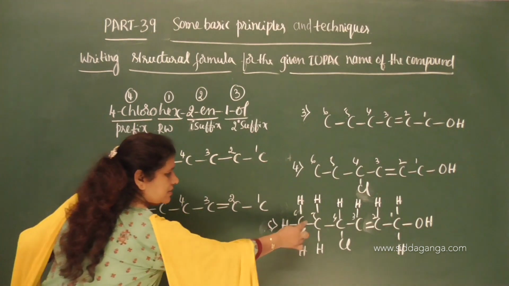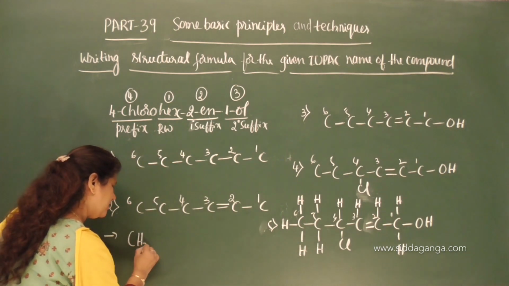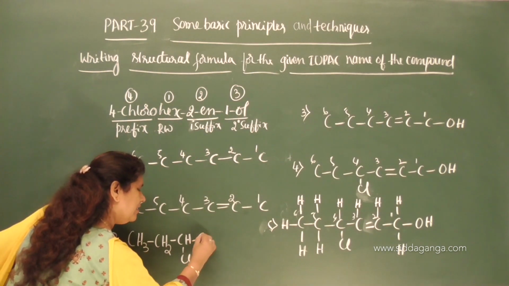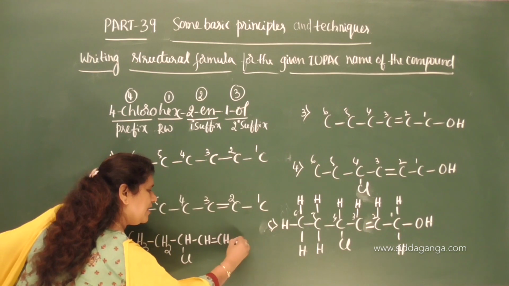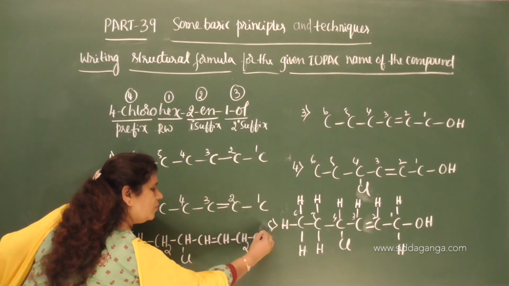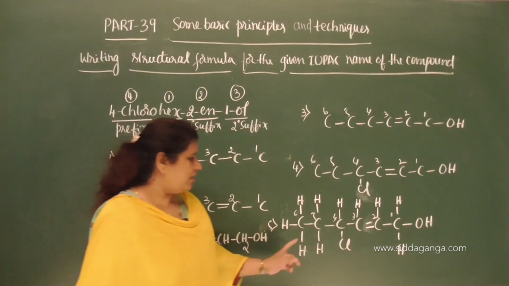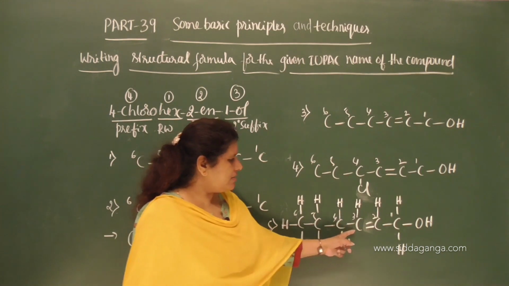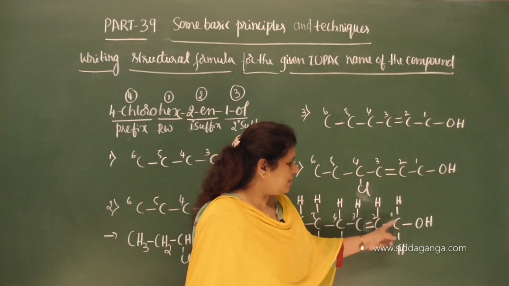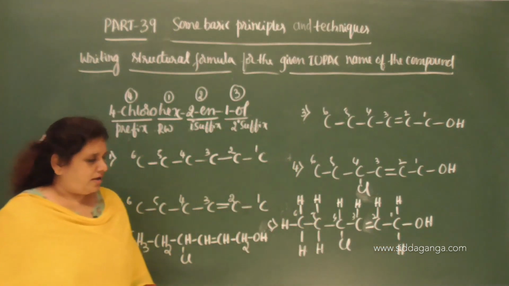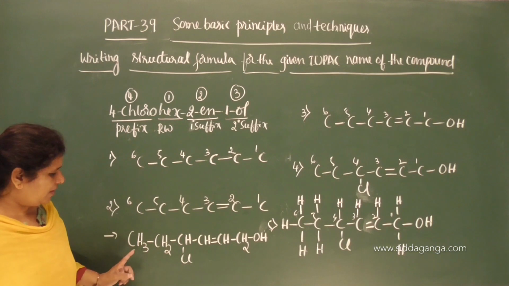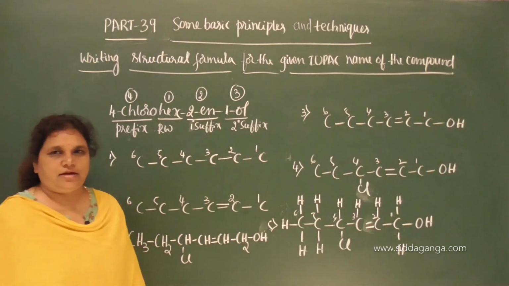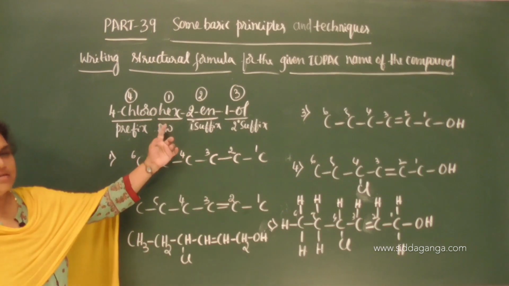I'll write here CH3, correct? CH2, CHCl, CH double bond CH, CH2OH. This is the compound. See here, CH3, CH2, CHCl, CH double bond CH, CH2OH. So I have written it in a condensed formula. If you name this compound, you will get the same name here.